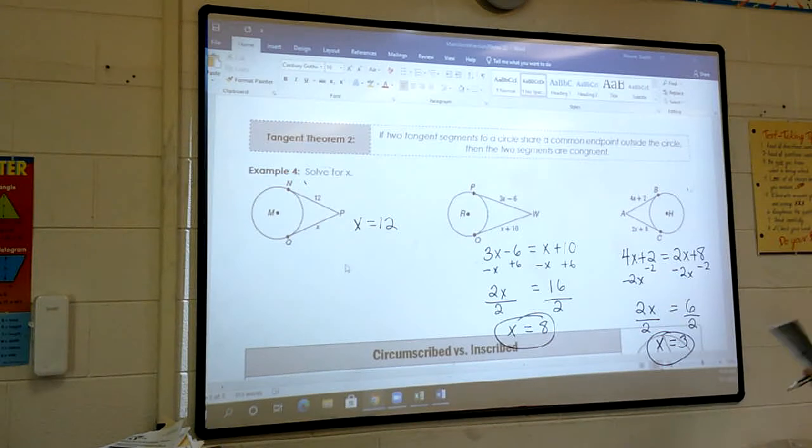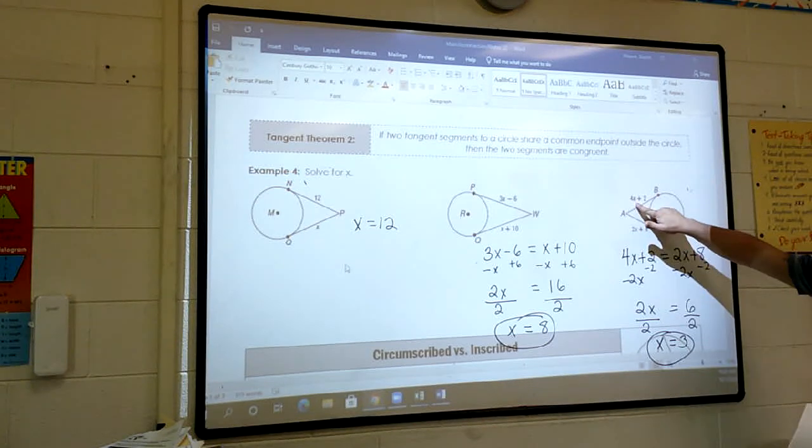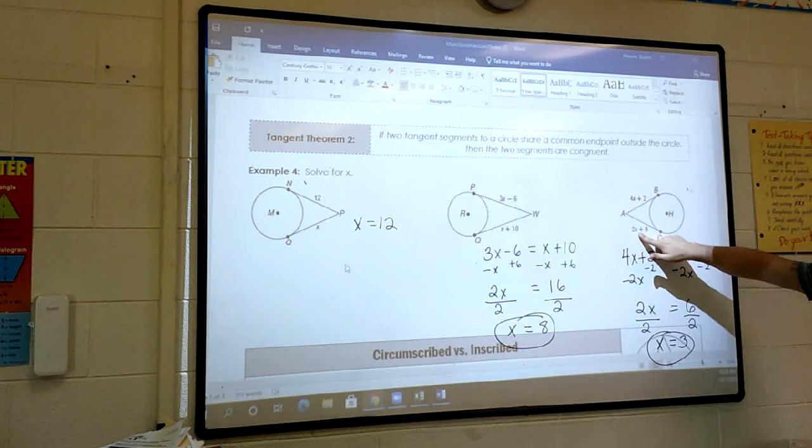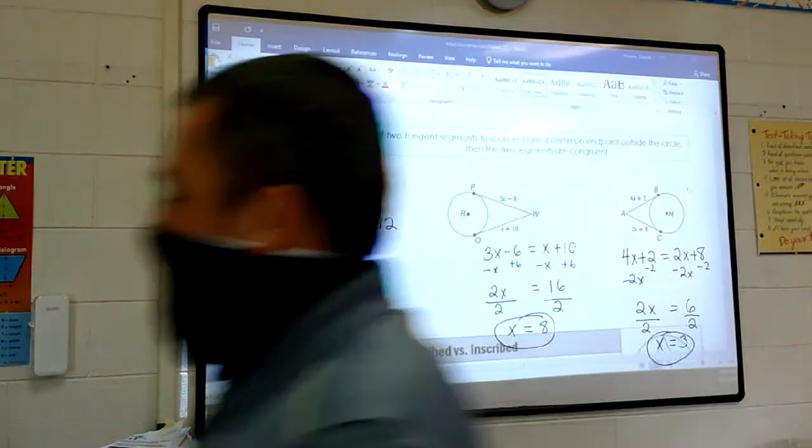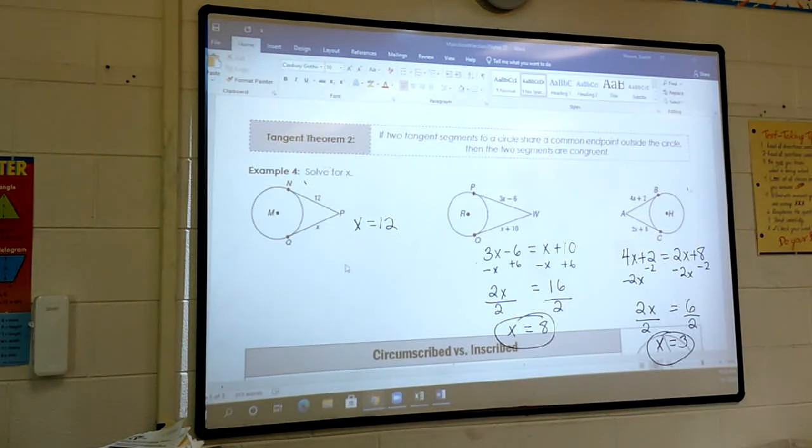Now, if x equals 3, 4 times 3 is 12, plus 2 is 14. 2 times 3 is 6, plus 8 is 14. So both sides are 14. So just like in the last one, we found both sides were 18. In this one, if you plug in 3, we find that both sides are 14. So they match. They're equal to each other. We know we did it right. We know we plugged it in right. We know the answer is right. So there's no confusion as to whether we did it correct or not.